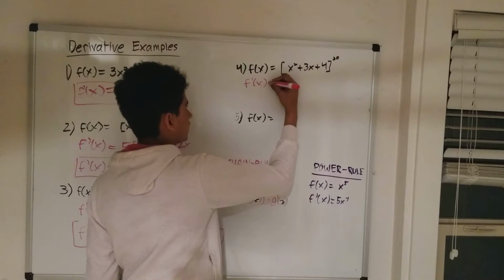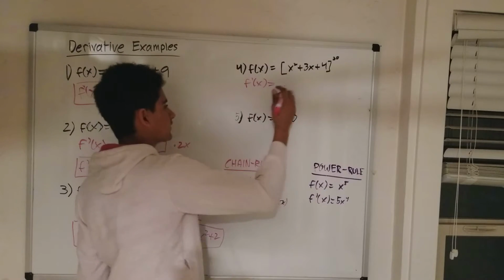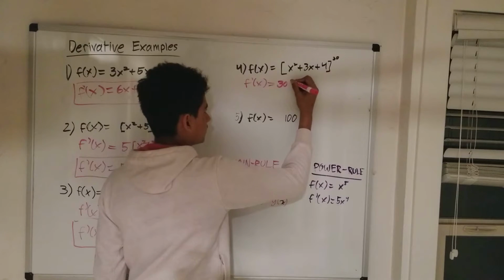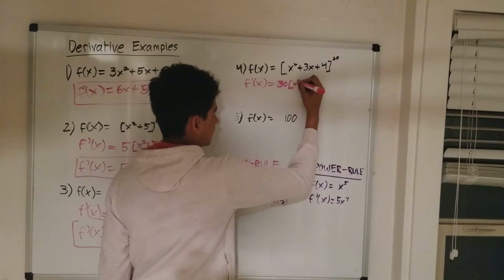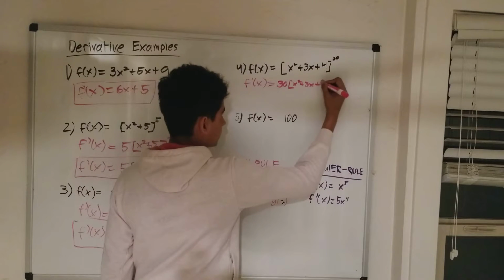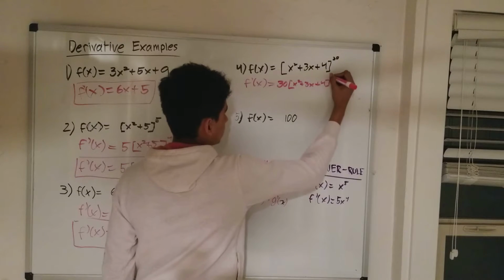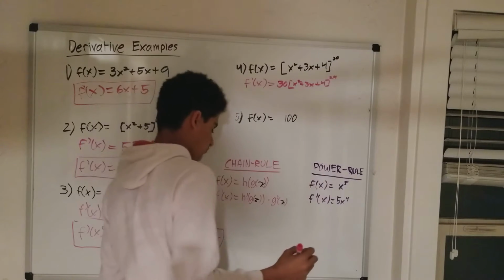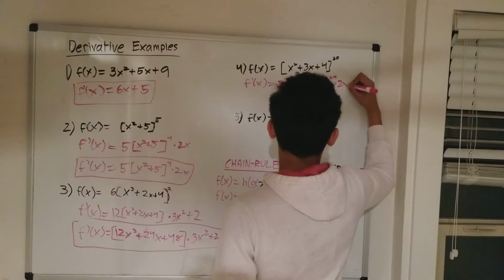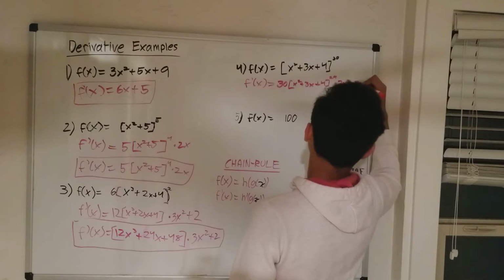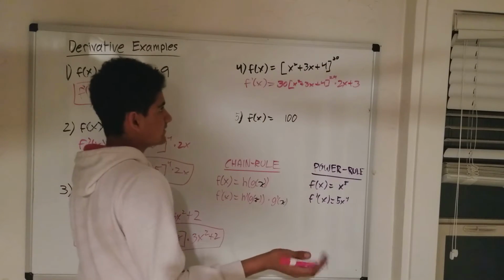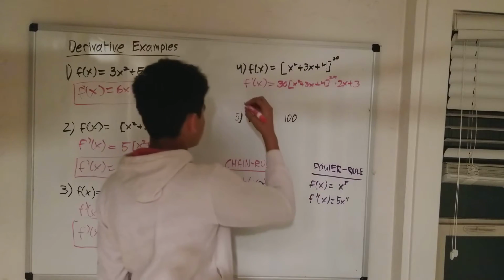f prime of x, the derivative of f of x, is equal to, start off with the power rule. It's going to be x squared plus 3x plus 4 to the power of 29, because you subtract 1 each time. And then you're going to multiply it by the derivative of that, which is 2x plus 3, because the derivative of a constant is 0.